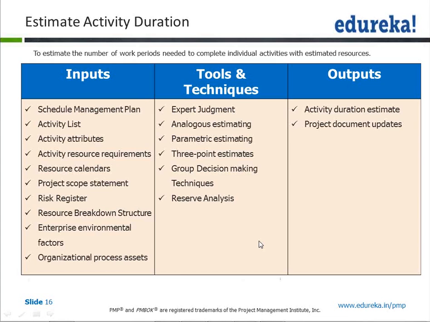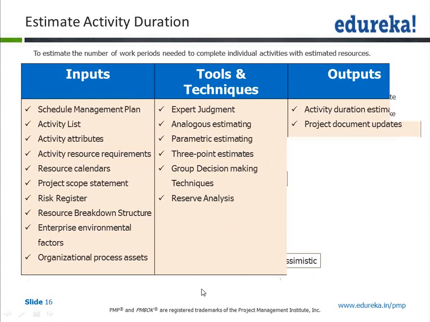Expert judgment, analogous estimating, parametric estimating, 3-point estimates, group decision making techniques, and reserve analysis are your tools. Your output is your activity duration estimate and the project document update. We will see what each of these are: analogous, parametric, etc.